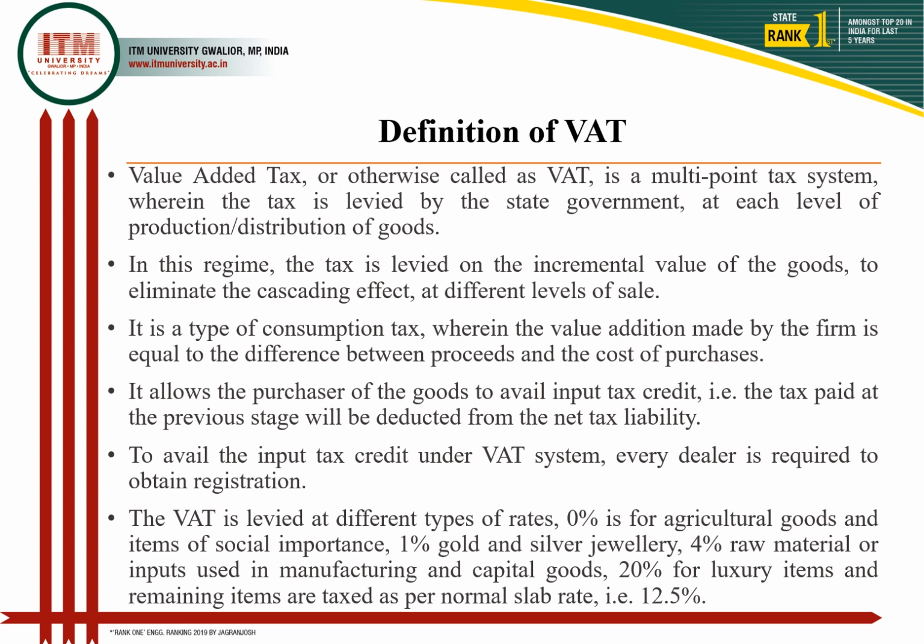On the consumption tax, the value addition made by any firm or individual is going to be calculated between the cost paid by the purchaser and the cost which the individual has paid in the preceding marketing or preceding purchase. So this difference is the value addition, and on this the tax is going to be collected.